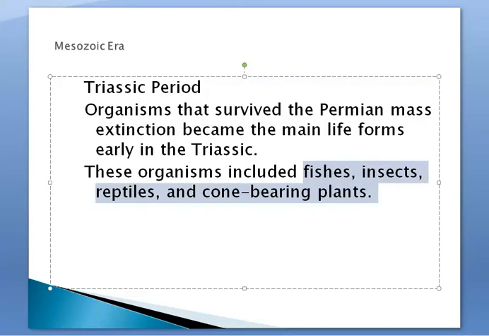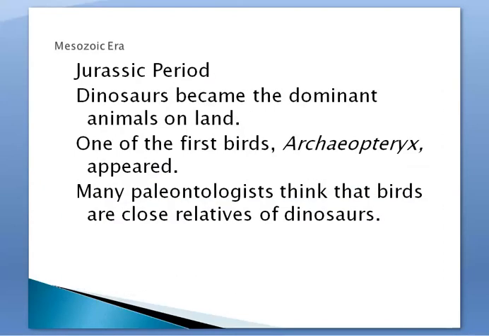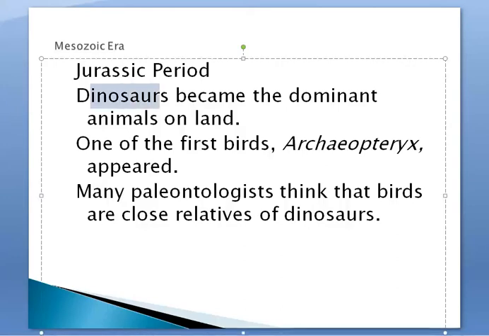And so after Triassic came probably the most recognizable period, and this is the Jurassic period. Dinosaurs became the dominant animals on land during this period, and hence the name Jurassic Park with the movie about our dinosaurs. Then also one of our first birds, which might be closer to kind of a relative of the dinosaurs as well, called Archaeopteryx. So that is how you pronounce that word, Archaeopteryx, and it appeared.